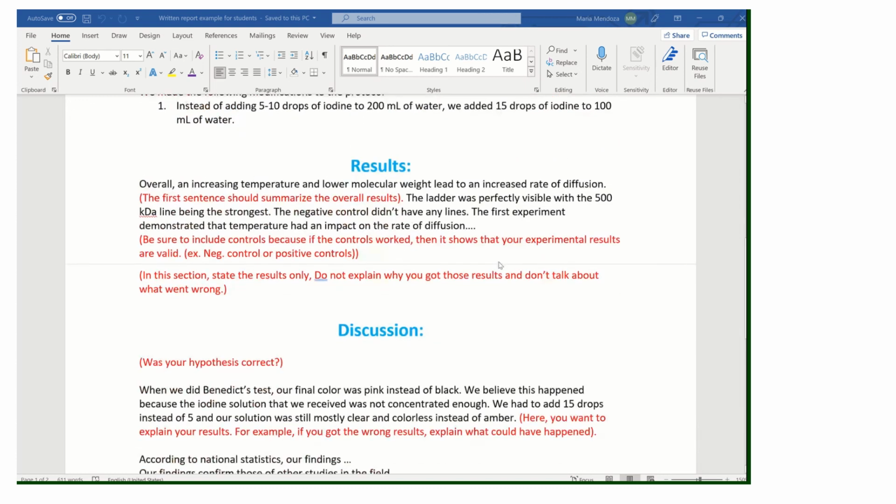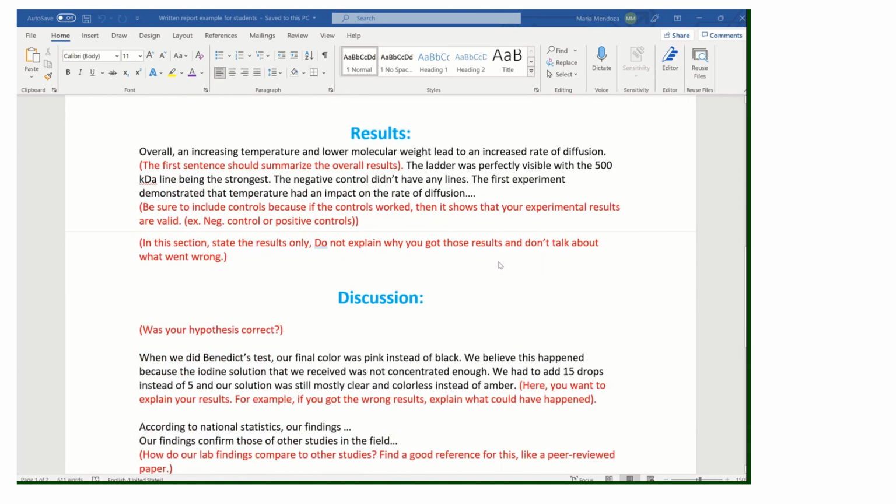Okay. Now results. So here, most students are doing wonderful for the results, but some students are still trying to put explanations in this section about why those were the results or whether or not the hypothesis was correct. That information does not go in here. Results is only results. And your first sentence should summarize the overall results. And then you can go ahead and talk about each of the four dishes, specifically what did you observe.